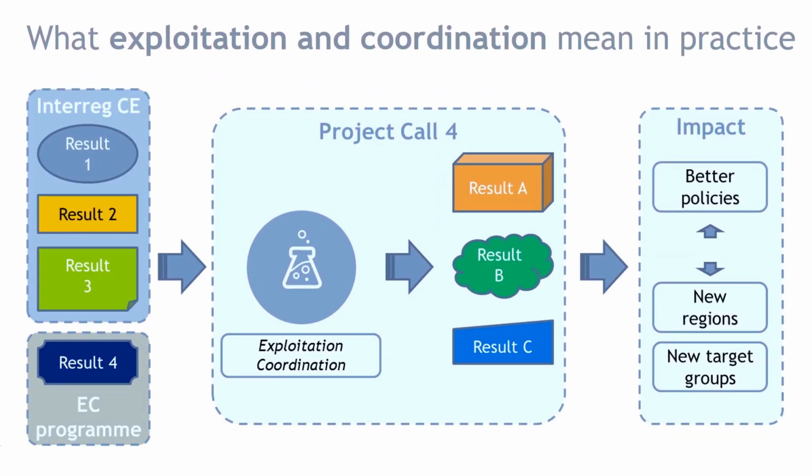On this slide, you can see what we understand as exploitation and coordination in practice. New projects in the fourth call should take up results and outputs from more than one Interact Central Europe project and from a directly managed project, for example from Horizon or the LIFE program. Then in this project, you should work together and coordinate in order to increase the impact of these results and outputs from the existing projects in order to achieve better policies or to reach out to new regions and new target groups.